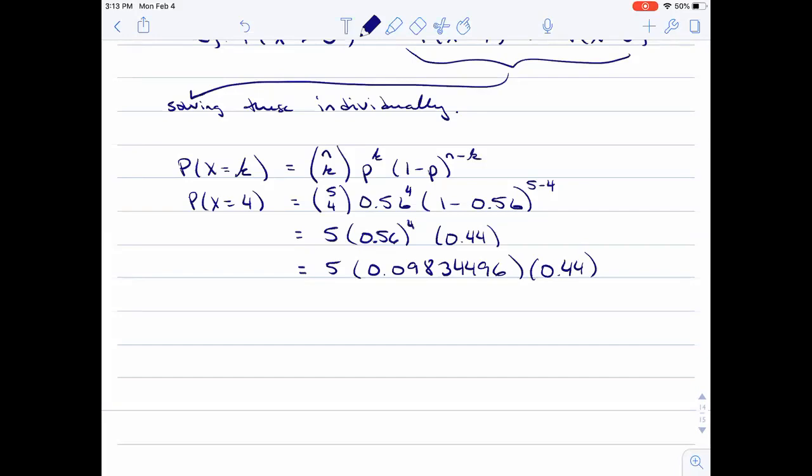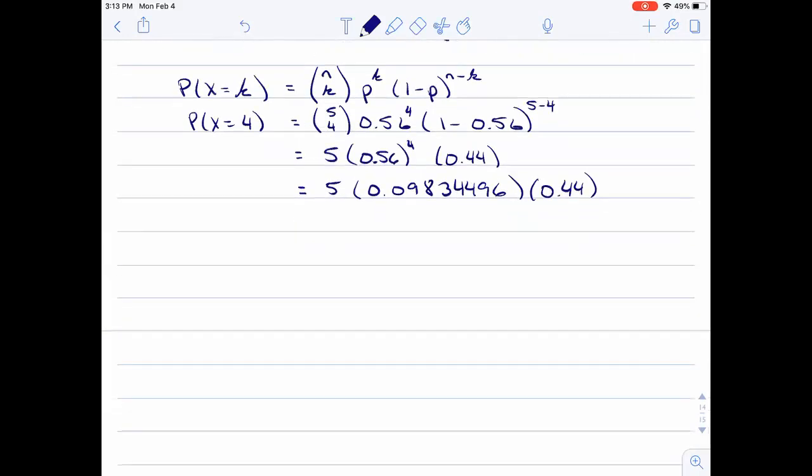So 0.56 to the power of 4, just double checking. Good. Now times 0.44 times 5. So the probability that x is 4 is going to be 0.216358912. I'm going to be really careful not to round these because sometimes the difference in these probabilities happens somewhere around here. So I don't want to round too quickly. I'm going to keep all these decimal places until the end.